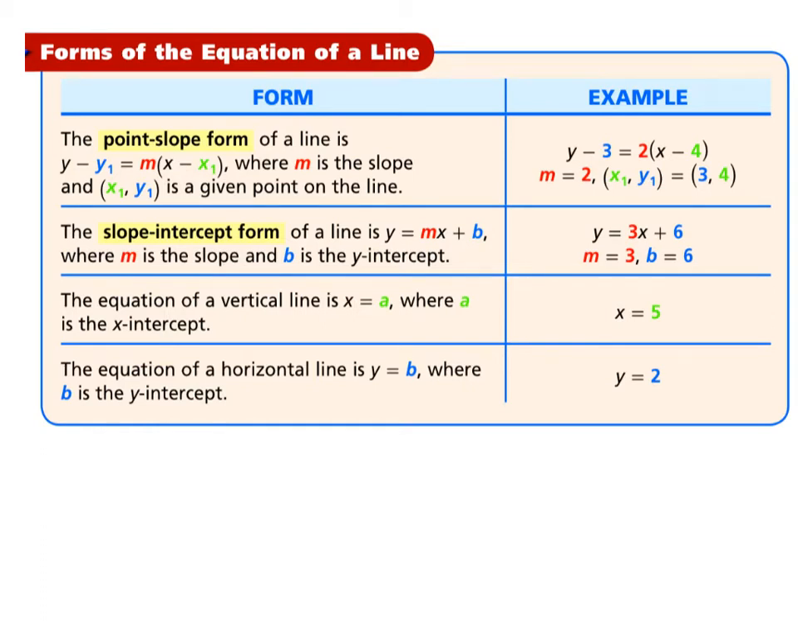So the first one is point-slope form. Point-slope form is y minus y sub 1 equals m times x minus x sub 1. M is the slope, and x sub 1, y sub 1 is the given point on the line. As you can see, the example over here is plugging those in. Slope-intercept form is y equals mx plus b. M is the slope, b is the y-intercept. The equation of a vertical line is x equals a, where a is the x-intercept, and the horizontal line is y equals b, where b is the y-intercept.